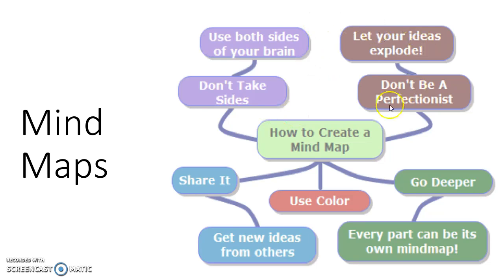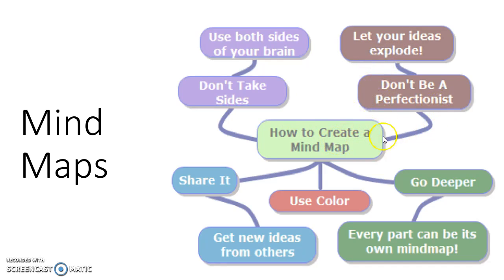So as you can see, this mind map is on how to create a mind map. You don't take sides, you don't be a perfectionist. You go deeper into the content and you share what you've learned. So, for example, you need to use both sides of your brain. So you'll have, if this is the topic of evolution, what do I already know about evolution? What can I connect to evolution? Well, I know that evolution is a science, and it says that men came from primates, and that could be one section of your mind map.